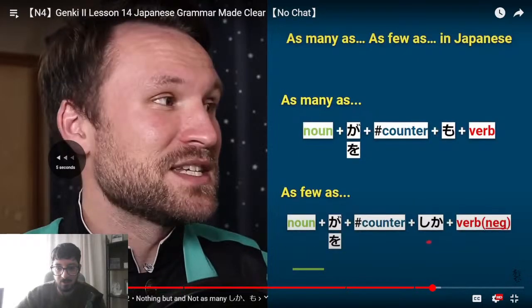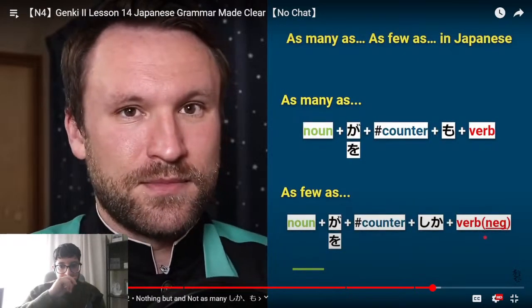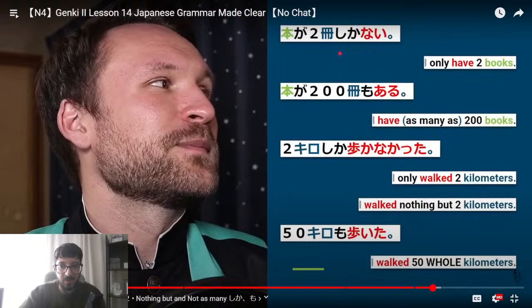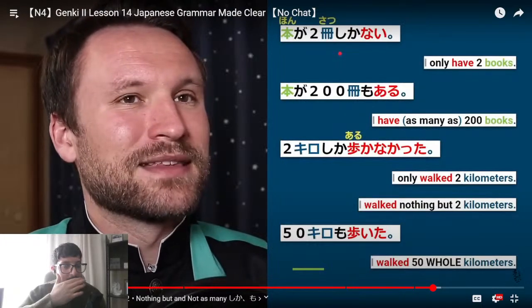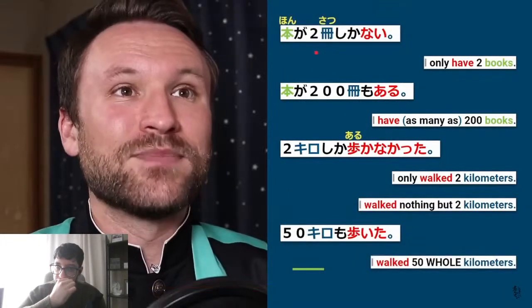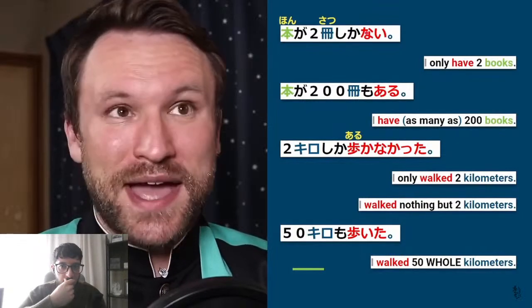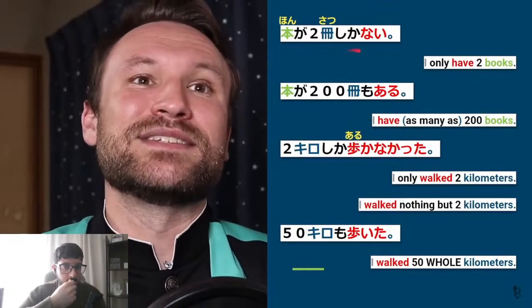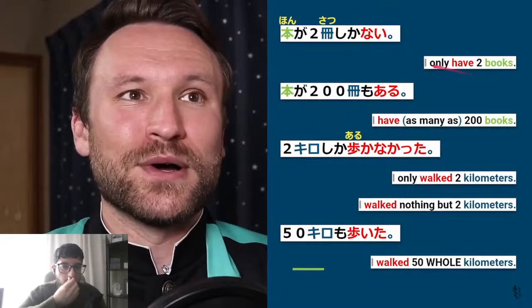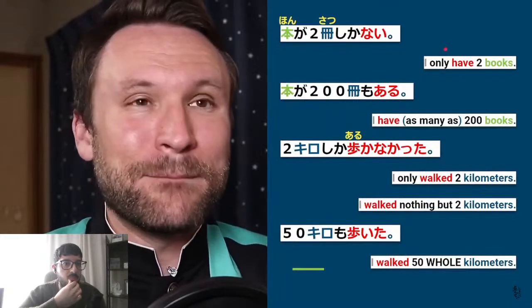Exactly correct. Shika, negative verb. That's exactly what I experienced. Example sentences will make a little more sense. 本が2冊しかない. Nai is the negative of 本がある, to have. So 本が2冊しかない means I only have 2 books, or I have nothing but 2 books.